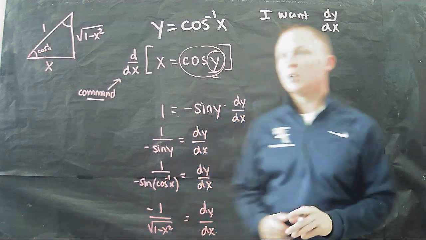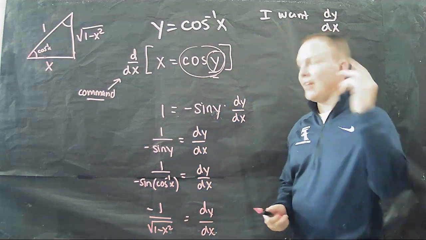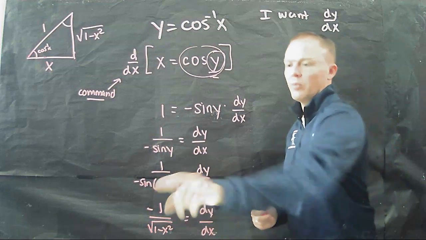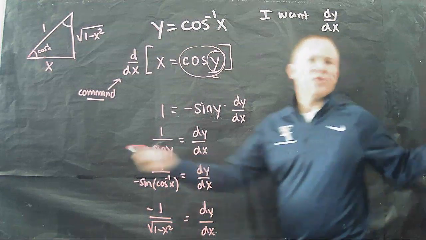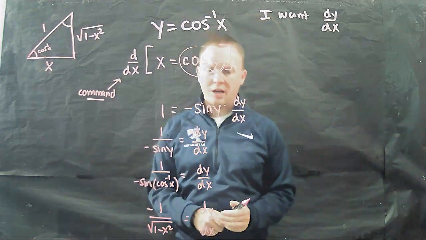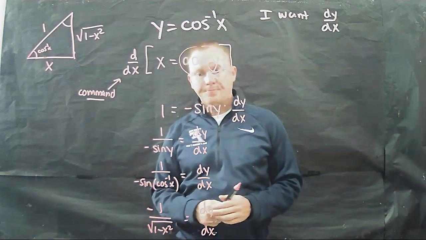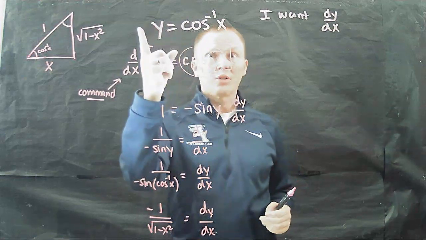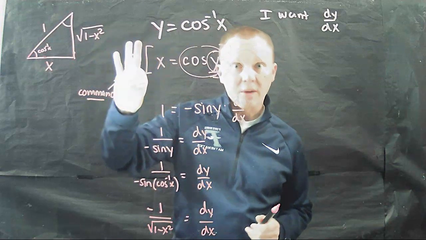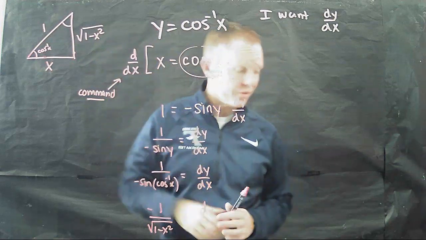So the inverse cosine's derivative and the inverse sine's derivative are the exact same, except the inverse cosine's negative, which follows suit because the derivatives of all the cofunctions are negative, remember? So that kind of is nice. So now we've got the derivative of the inverse sine function, and we've got the derivative of the inverse cosine function. Stick around, we're going to do the derivative of the inverse tangent function.